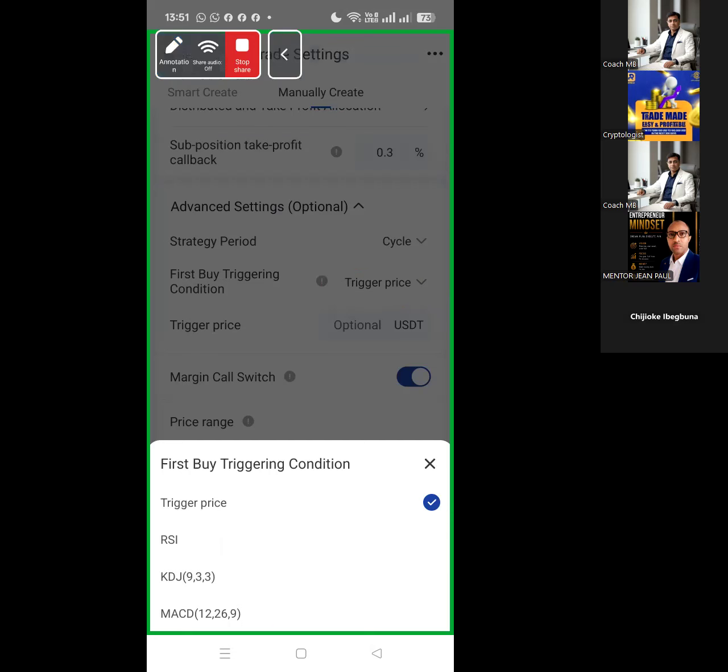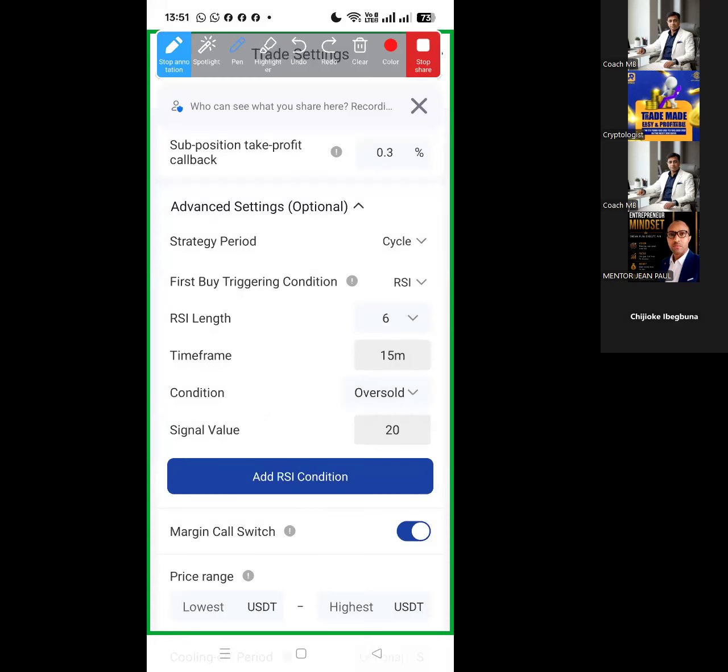If you understand how RSI works, suppose I have selected the RSI indicator. So what you see here, the first buy triggering condition has been changed to RSI. So what it will do for you, it will wait for the market to go into the oversold area. I hope you know what an oversold area is.